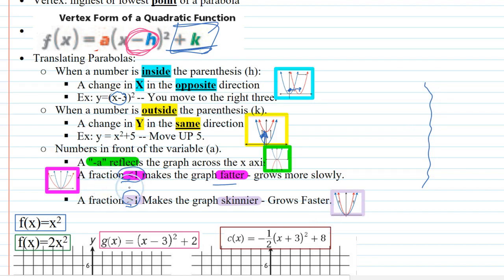If the graph grows more slowly, it's because it has a fraction in front, and it's going to grow wider. So the graph is going to be wider. If it's growing really fast, meaning it has a large multiplier or a value, then it's actually going to be narrower because it's growing faster. And we'll go over a couple examples to make that clear.